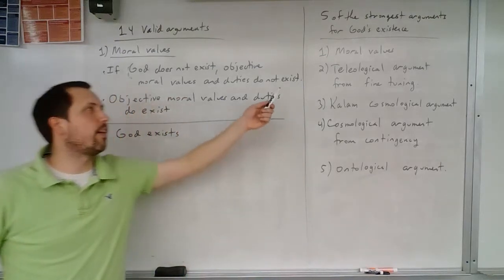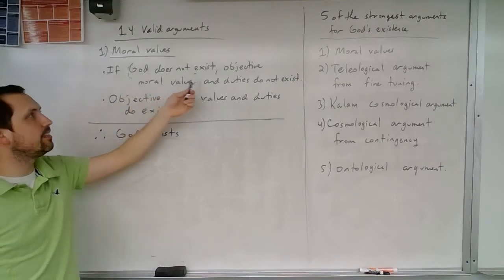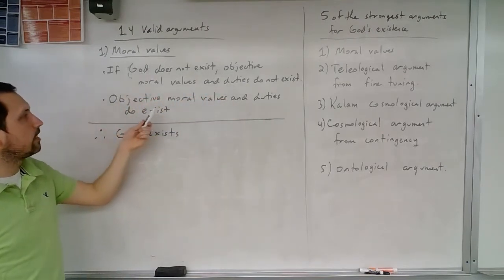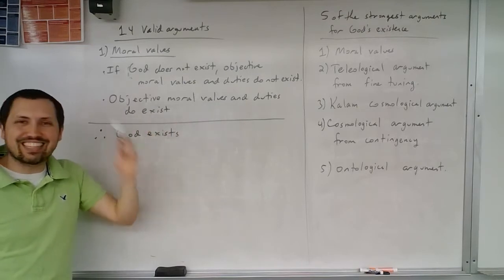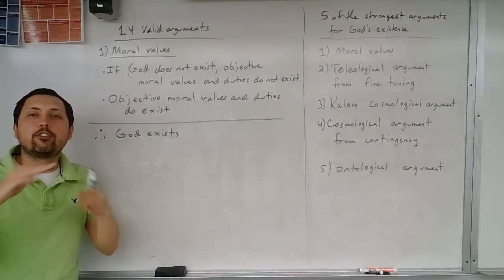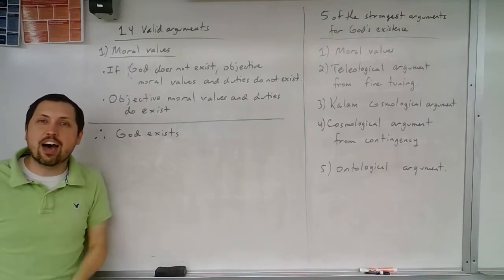I'll look at this first one here on moral values. So the argument for moral values goes this way: if God does not exist, objective moral values and duties do not exist. Objective moral values and duties do exist. That's the second premise. We use the term premises, which are basically the assumptions. And then, logically, does it follow that God exists?